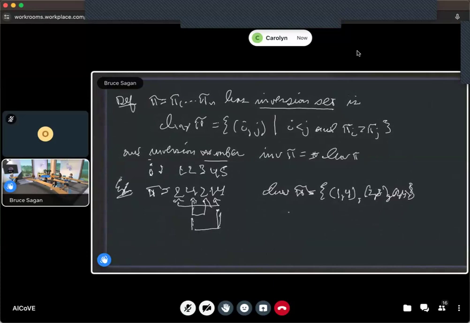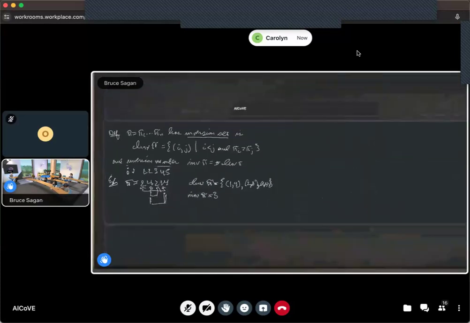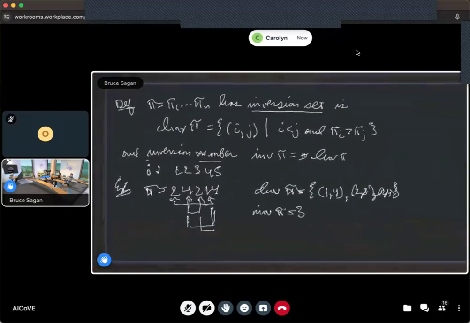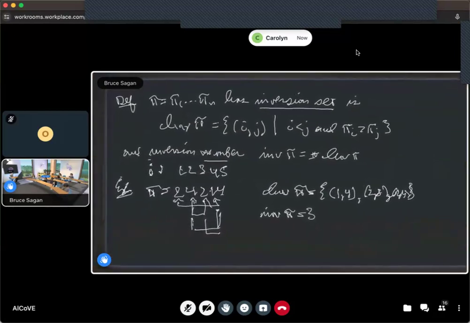So inv of pi has 3 pairs here. I'll try and write really carefully. Don't you also have the 2 and the 1 pair in the middle? Yes, the 2 and the 1 pair also gives us one more, so that would be 3, 4. So this inversion set would be there we go.